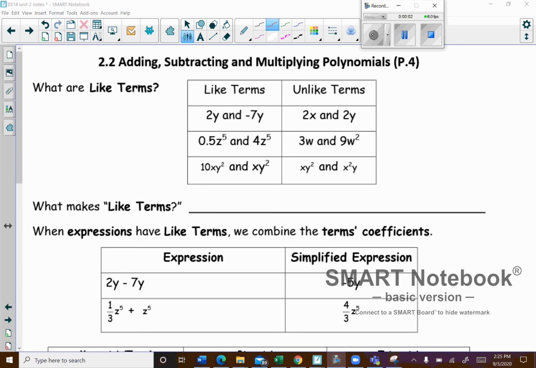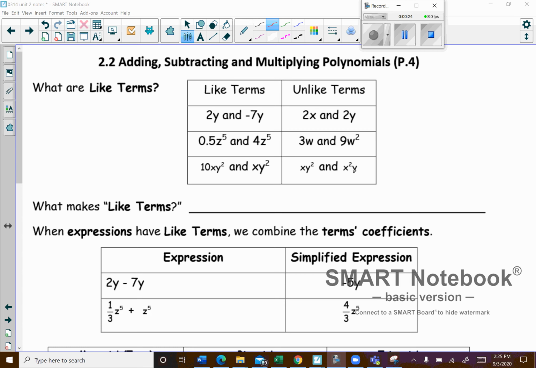Okay, 2.2, adding, subtracting, and multiplying polynomials. Okay, so first we're going to look at monomials, and we'll get a little bit more into the definition of polynomial. These are all monomials. If you look here, these are single terms. And the first thing we need to look at is like terms.